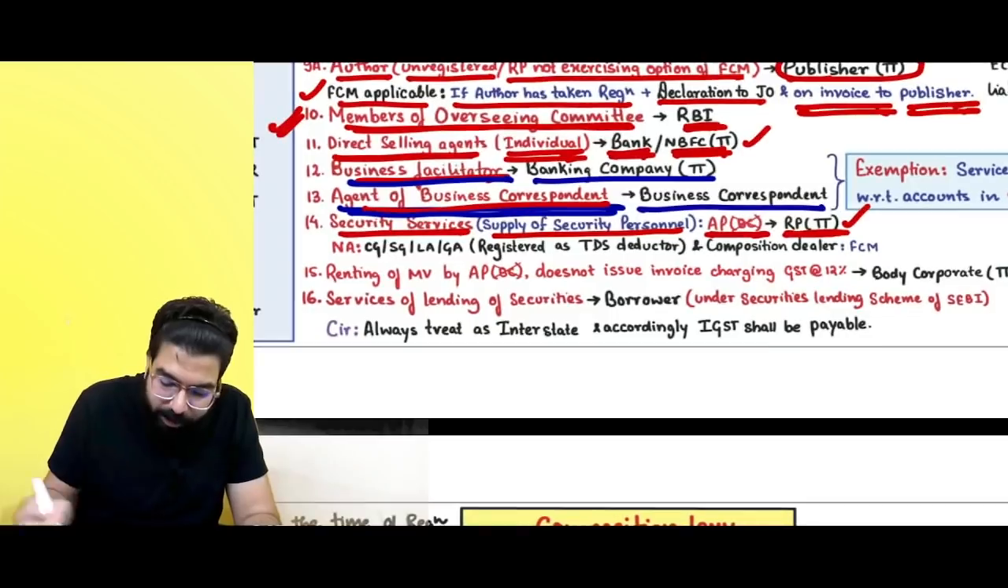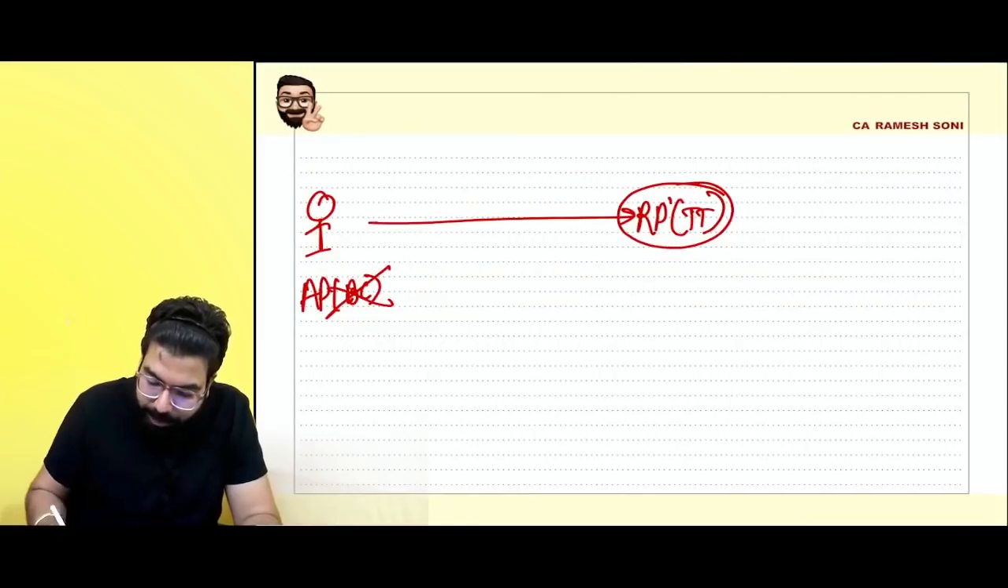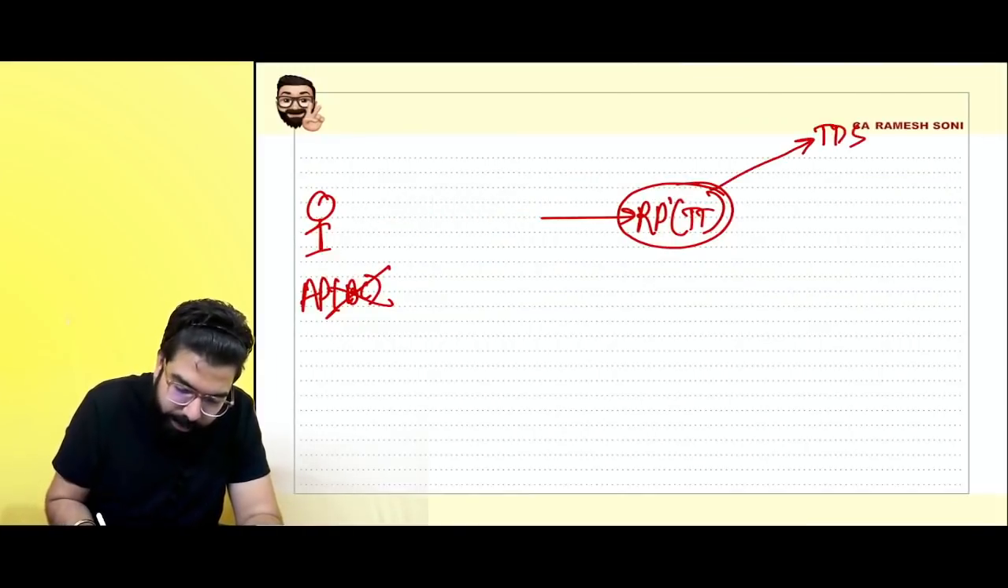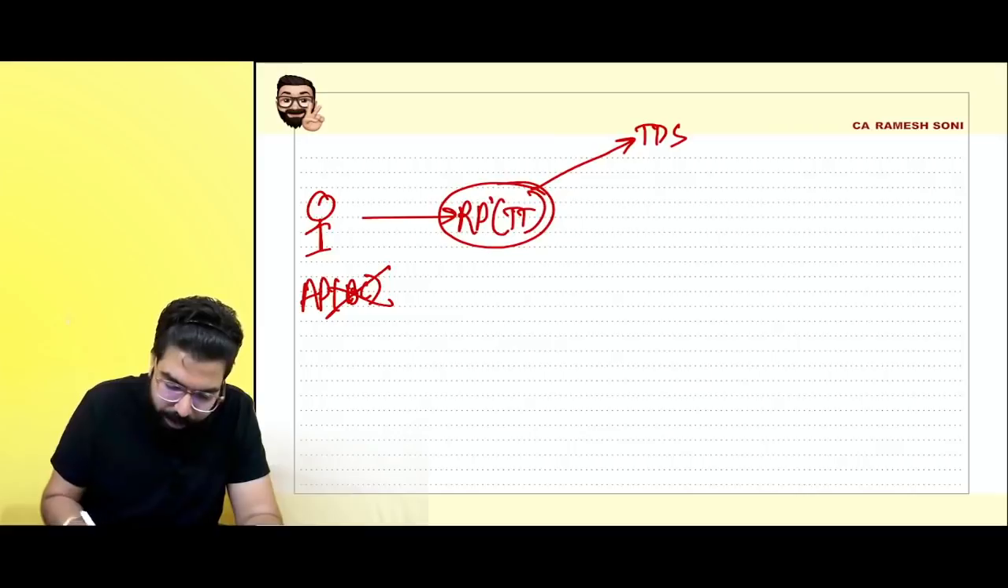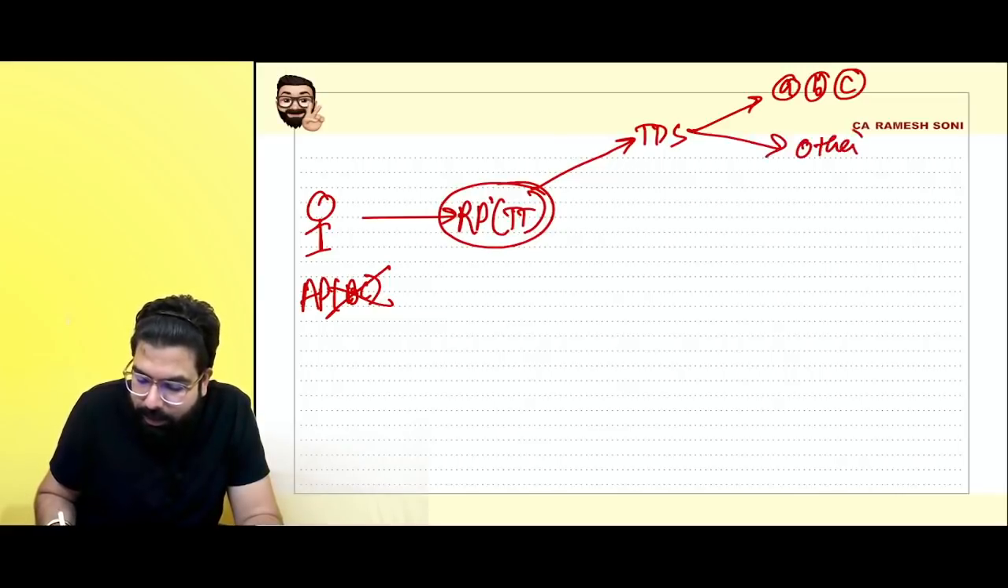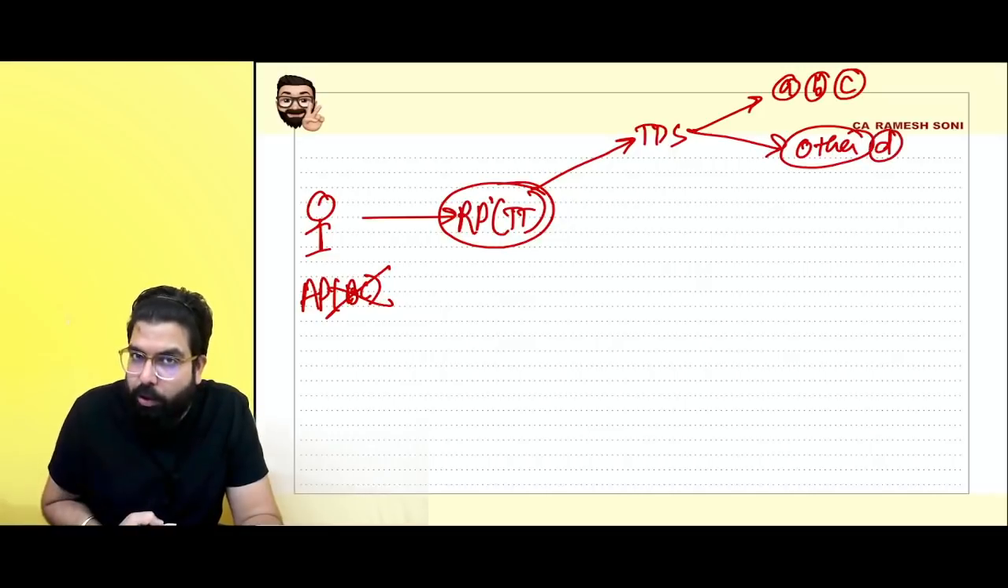But you will always have to remember that registered person may, there can be TDS deductors. Yes sir, there can be TDS deductors over here. TDS deductor may the first three categories can be there, and TDS deductor may other last one D category can be there, who is notified category.